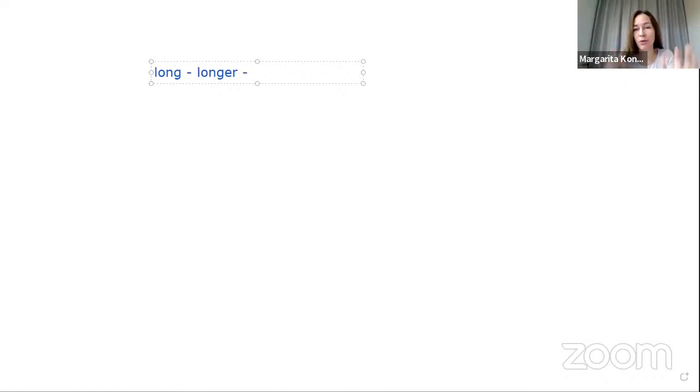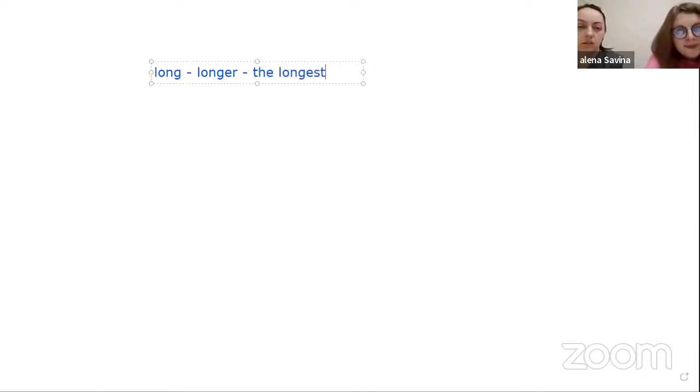So, right. Let's take an easy adjective, for example, long. Tell me, please, long, is it a short or long adjective? Short. Okay, could you make a comparative form of long? Longer. Longer, that's right. And what about the superlative form? Longest. What do we use before? The longest. Yeah, the longest.